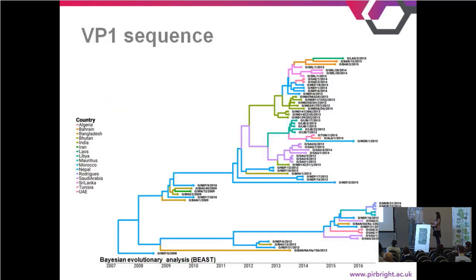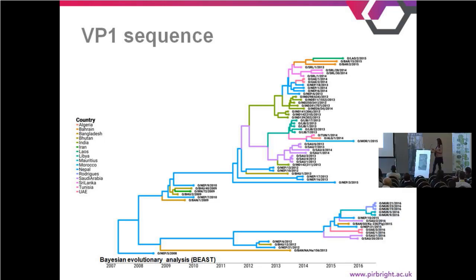Indian subcontinent. We have plotted, again, a Bayesian tree based on VP1 sequence, and indeed, as one would expect, the two Bahrain sequences appear to be very closely related. And the overall topology of the tree also follows the full genome sequence data very closely.